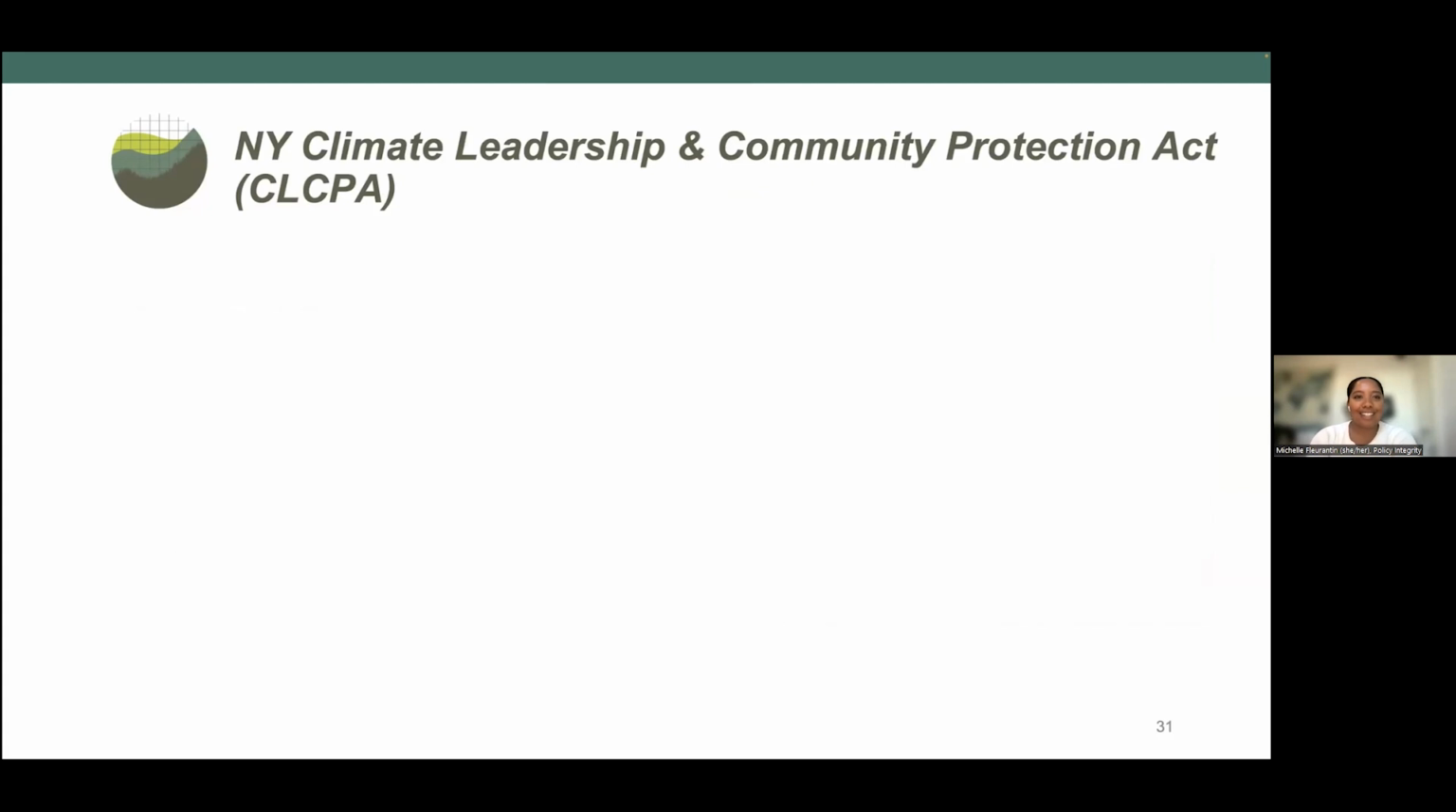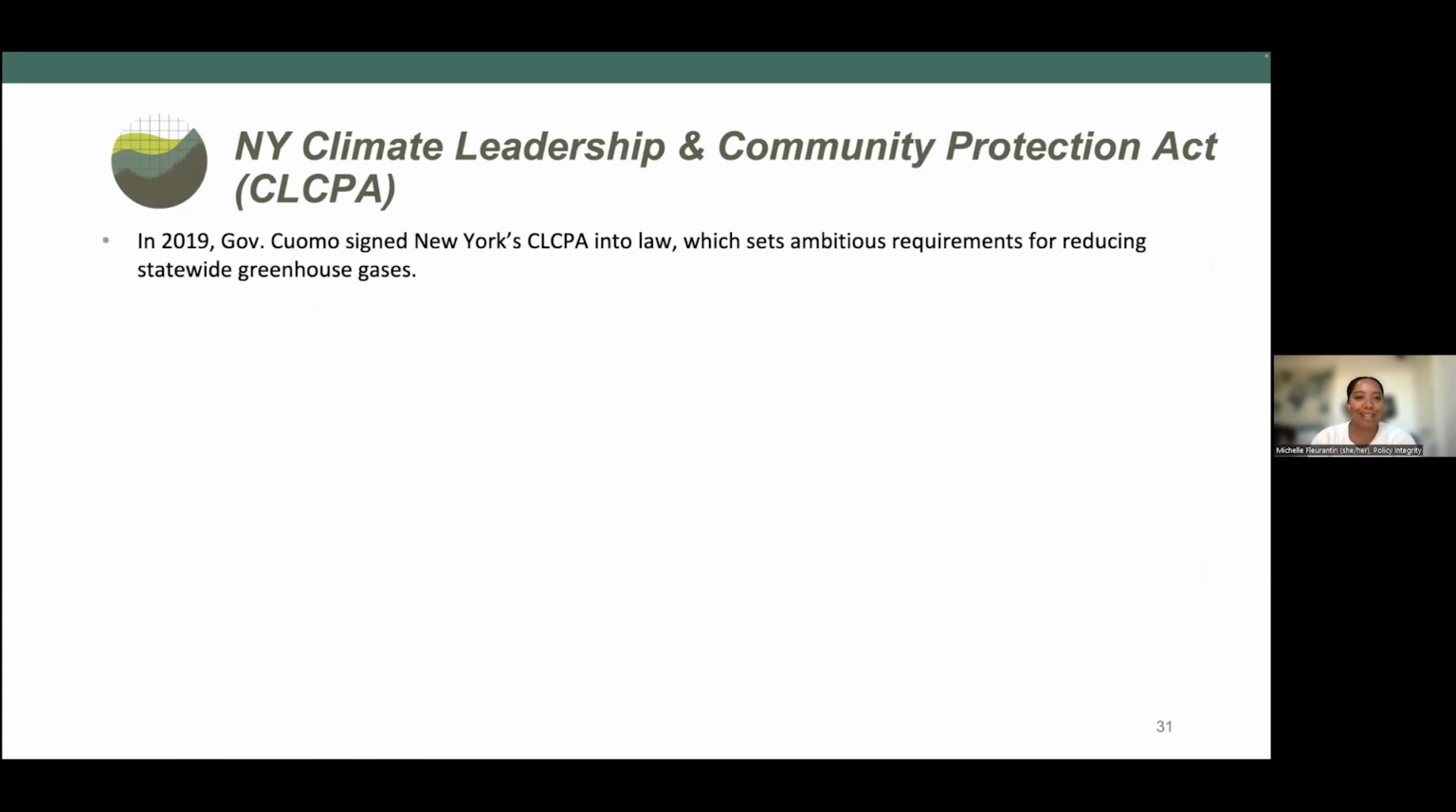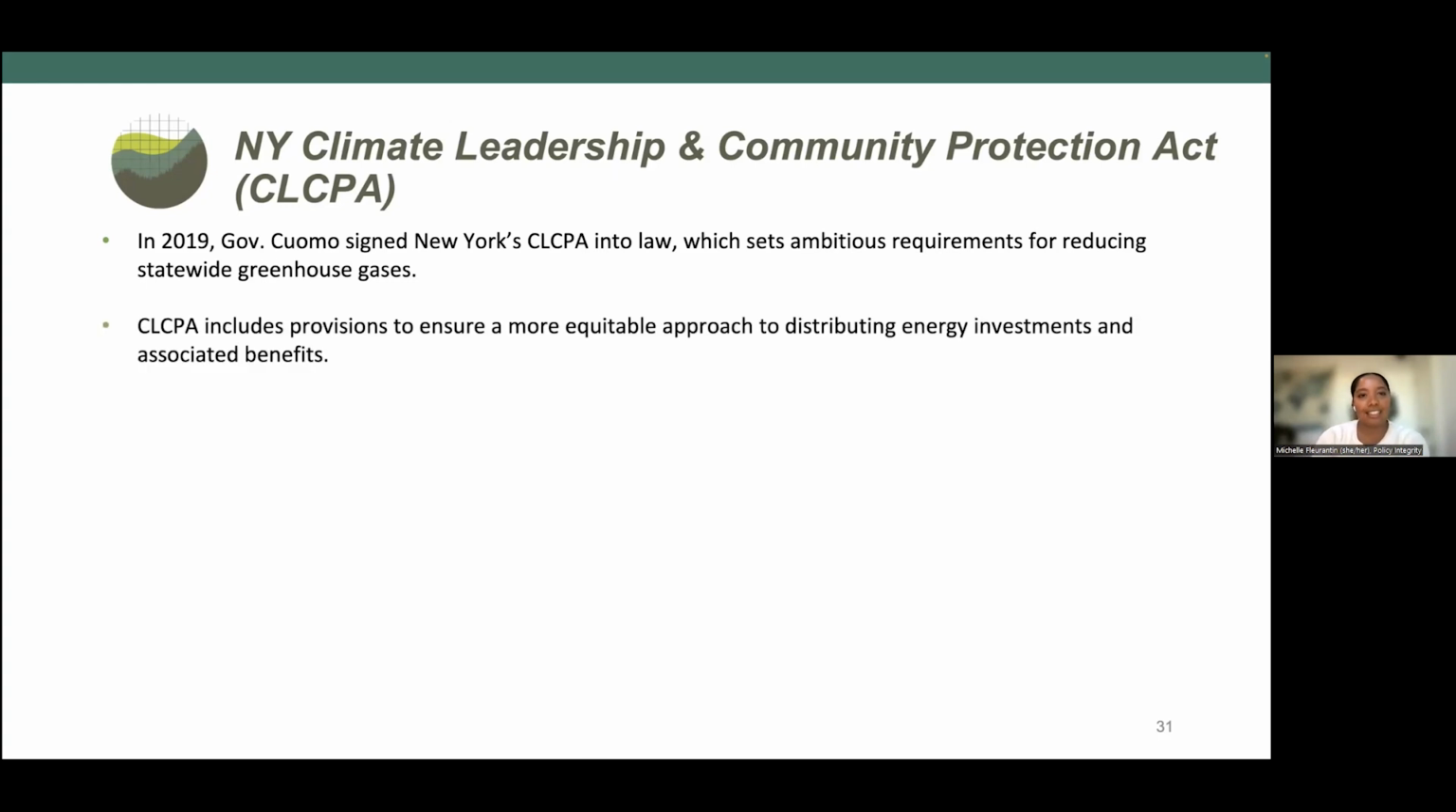So let's start with New York's Climate Leadership and Community Protection Act, which is also known as the CLCPA. So in 2019, Governor Cuomo signed New York's CLCPA into law, which sets ambitious requirements for reducing statewide greenhouse gases. The CLCPA includes provisions to ensure a more equitable approach to distributing energy investments and associated benefits.